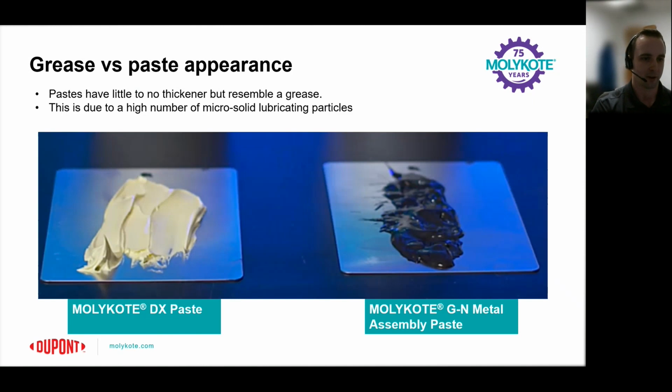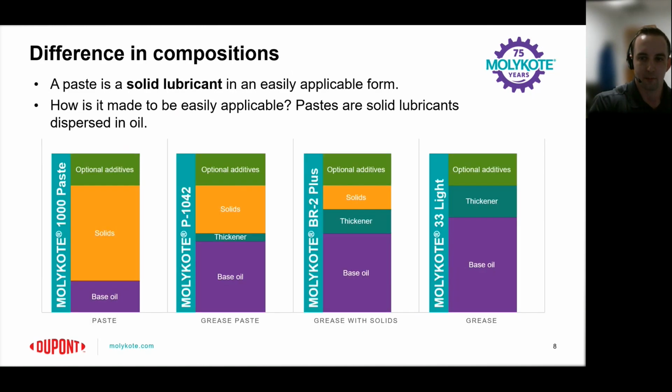On the left, you can see that we have MOLYKOTE DX paste. And on the right, there's a MOLYKOTE GN metal assembly paste. And as you can see, they do look very grease-like. So let's take a better look at the differences between pastes and greases. The first thing you may notice is that a paste has far less base oil than a grease does.